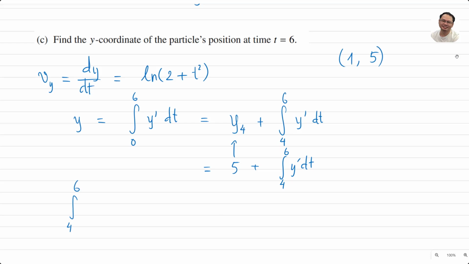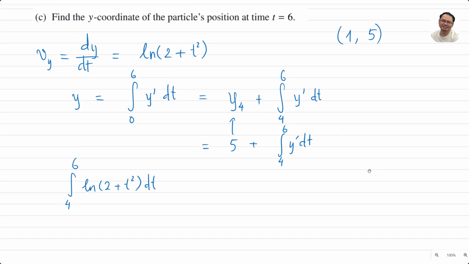The integral from 4 to 6 of ln(2 + t squared) dt. To calculate this integral will be pretty difficult, even though we can do that using integration by parts, but it will be very long. Instead, we can use the calculator to find this integral.